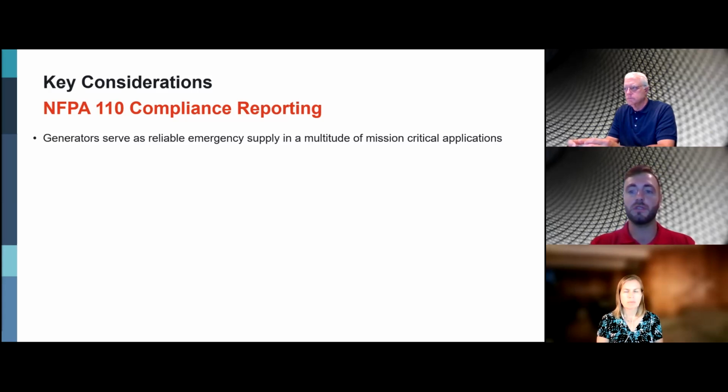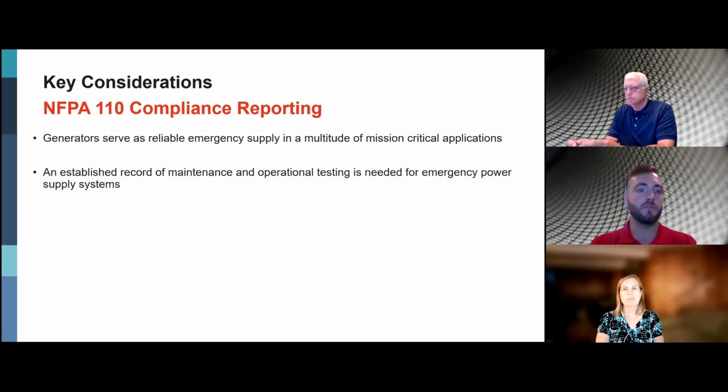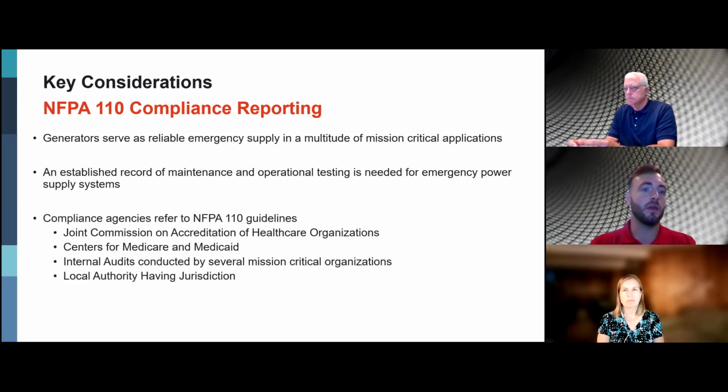Several other compliance agencies refer to these NFPA guidelines as well as it pertains to compliance reporting. Examples of those being your Joint Commission, your local AHJ, Centers for Medicare and Medicaid. So it is important to look into those as well when trying to figure out what is best for your emergency power supply system and compliance reporting.